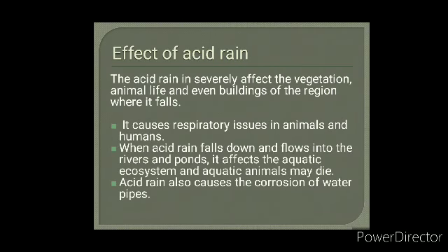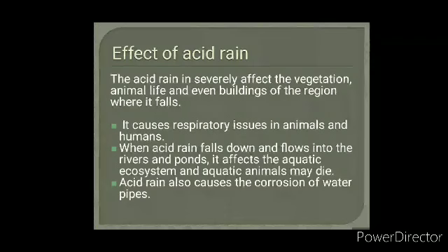What are the effects of acid rain? It has a very adverse effect on human beings, on plants, on soil, everything. It causes respiratory issues in animals and humans. When acid rain falls and flows into the rivers and ponds, it affects the aquatic ecosystem. Some aquatic animals may die. It will change the pH of water. Water will become acidic, which may not be suitable for aquatic animals to survive. Similarly, the water used by human beings will also cause various diseases.